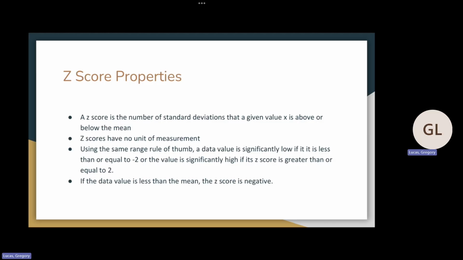So -2 represents the value that is exactly 2 standard deviations below the mean. The number 2 represents the value that is exactly 2 standard deviations above the mean. So -2 below, 2 above. If the data value is less than the mean, the z-score is negative. So we will have negative numbers with z-scores.